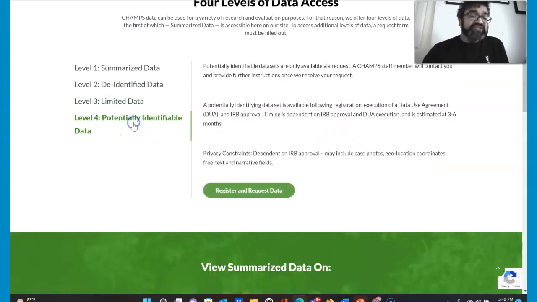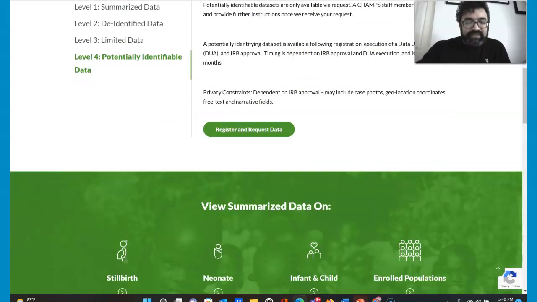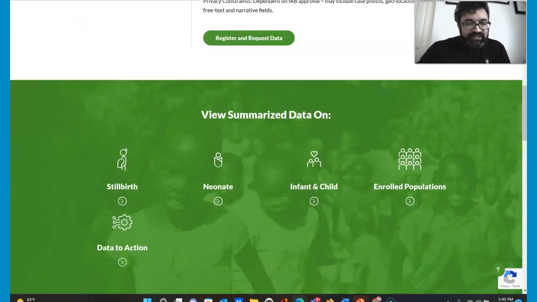And then potentially identifiable data is level 4, and you need a data use agreement, and that can take anywhere from 3 to 6 months. So the CHAMPS staff member will contact you and provide further instructions once they receive it. Anyway, enough about that, but this is a very important data set. There's even a call to action. But for stillbirth, neonate, infant, and child, and enrolled populations, there's summarized data on all of that.